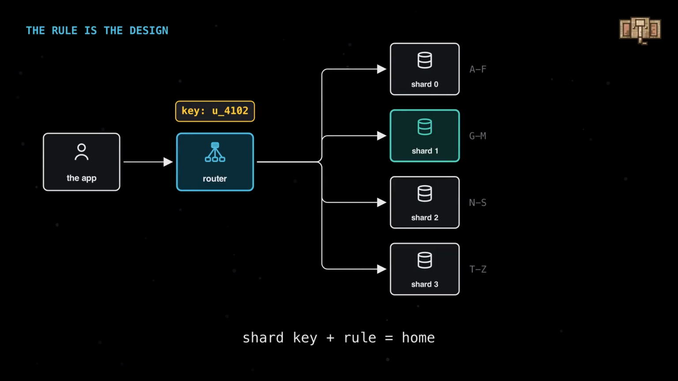That rule has 2 ingredients. The shard key, which is the field we route on, and the function that turns it into a home. And here is the claim I want you to remember. Choosing that rule is the whole design. Get it right, and the load spreads across the fleet almost linearly. Get it wrong, and you will be rebuilding it live under production traffic months from now. There are 3 classic forms of this rule, and each one answers a different question.